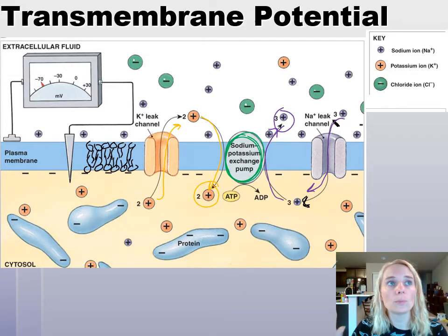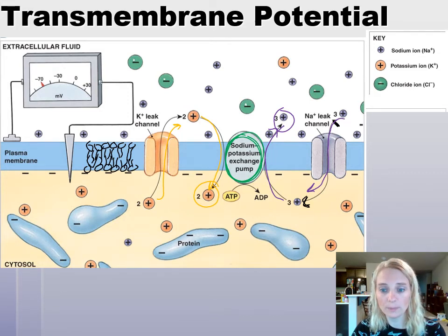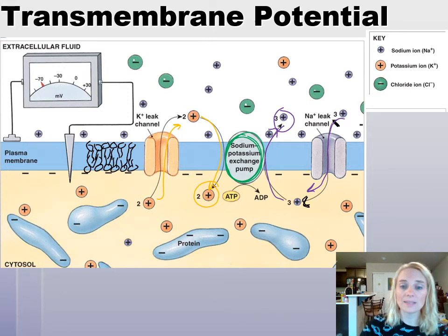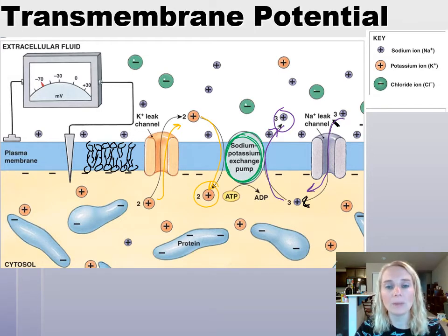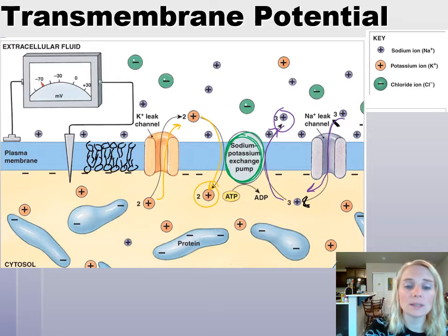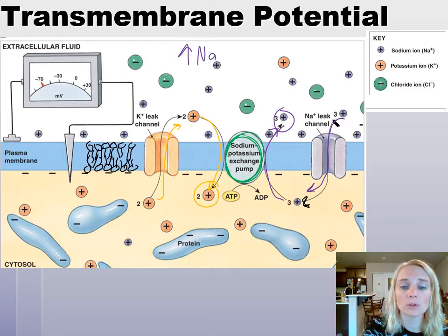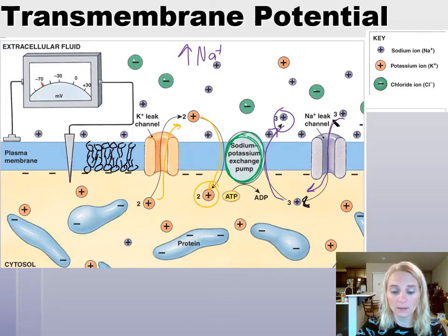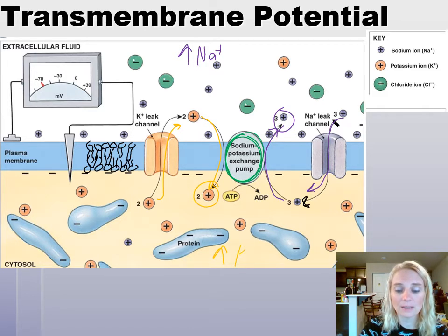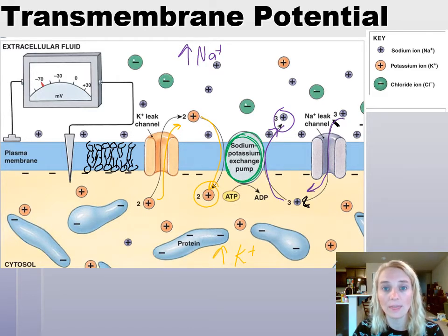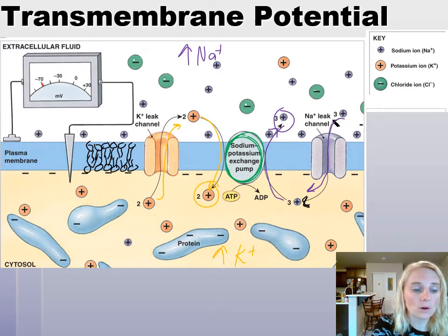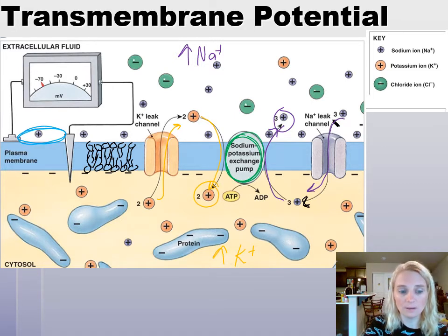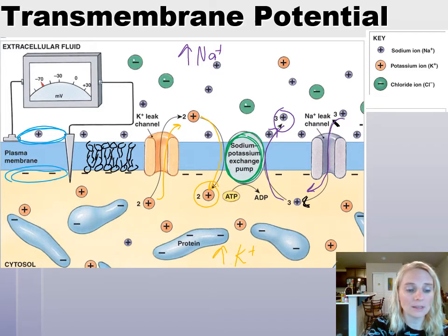The relationship between the leak channels and the sodium-potassium pump is that as they work normally, they're maintaining homeostasis. Well, what's homeostasis? Homeostasis is a higher sodium concentration outside of the cell and a higher potassium concentration inside of the cell. That's normal. That's what we want to maintain. And what that ends up with is it allows us to have more positive charges on the outside of the cell and more negative charges on the inside of the cell, right?